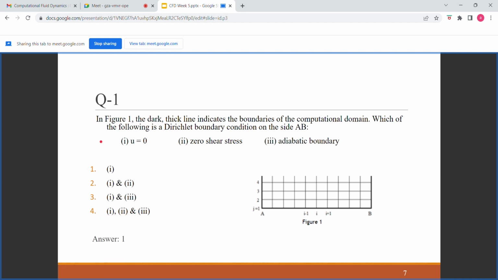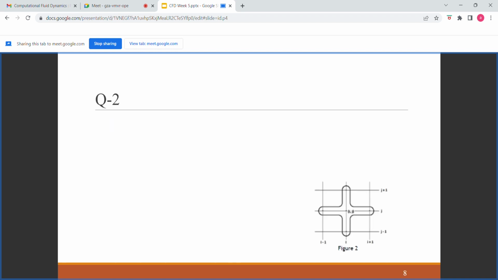The dark thick line indicates the boundaries of the computational domain. Which of the following is the Dirichlet boundary condition on side AB? For this side, the Dirichlet boundary condition is u is equal to 0, where we are specifying the value of a particular variable. I hope this is clear. We'll now move on to question number 2.